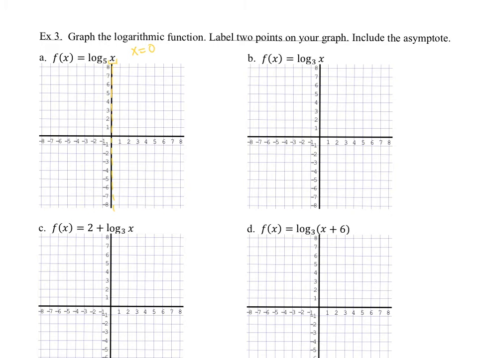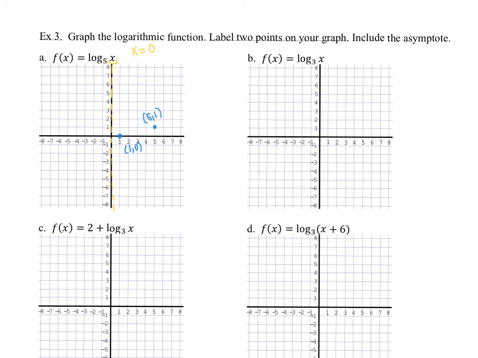Okay, now I just need 2 easy points. I normally start with 1. Log base 5 of 1 is 0, which means 1, 0 is a point on my graph. Because this is log base 5, I want to pick a number that works with log base 5. So I'm going to use 5. If I plug in x is 5, the log base 5 of 5 is 1, which means 5, 1 is also on my graph.